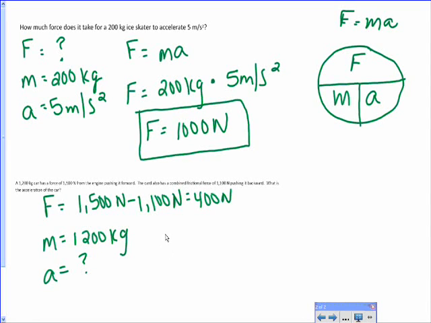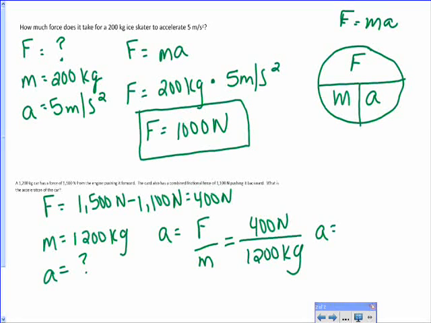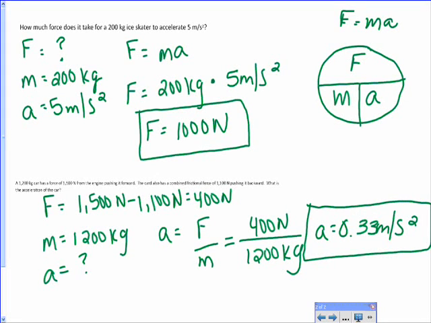Now, if we want to find acceleration, we cover up A on our circle and it gives us our formula. And our formula is going to be force divided by mass. So let's fill that in with numbers. Force is 400 newtons divided by a mass of 1,200 kilograms. And if you put that in your calculators, 400 divided by 1,200 equals 0.33 meters per second squared. Just always remember, acceleration is going to be meters per second squared. Mass will be kilograms or grams. Force is going to be newtons.